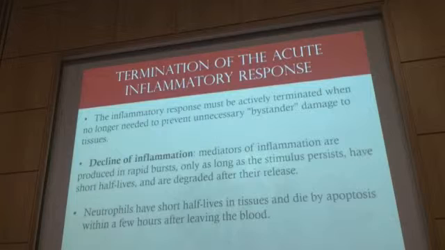Neutrophils, some of the cells that are important in acute inflammation, also have a short half-life. How long do neutrophils live? 24 hours. After they live, the vessels, so no, 6 to 8 hours. And then they're gone, they undergo apoptosis.